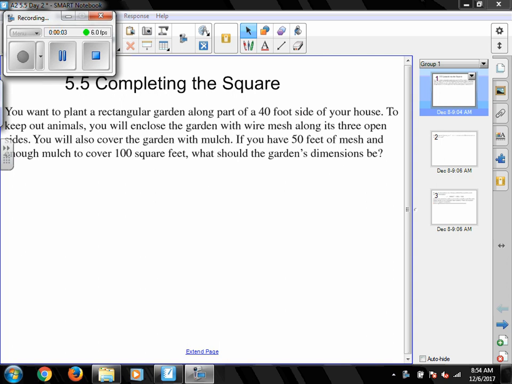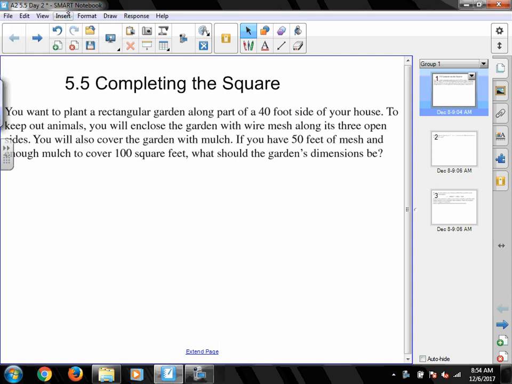Welcome back, everybody. We are in the second day of 5.5, still talking about completing the square. So we want to take a look at a story problem here, and then I'm going to show you a couple other things that we're going to talk about in this section as well.